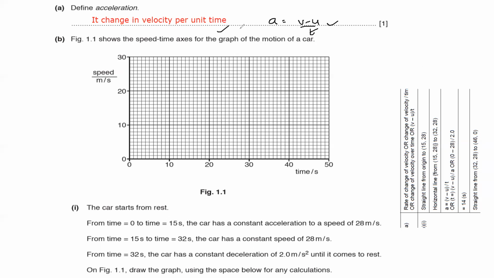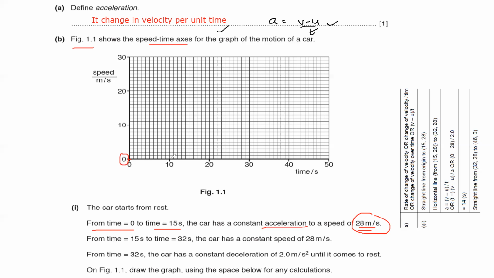So in the question, figure 1.1 shows a speed time graph of the motion of a car. The car starts from rest, so the car is at rest. If something starts from rest, it will be at zero, because the speed should be zero when something is at rest. So for time t equals 0 to t equals 15, the car has a constant acceleration to a speed of 28 meter per second. So what they mean is, from 0 to 15 seconds, the car will move with a constant acceleration and reach the speed of 28 meter per second.